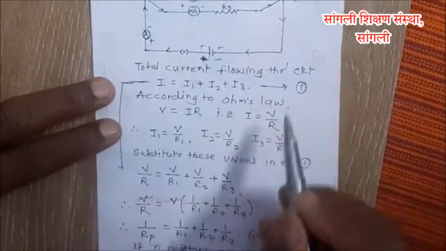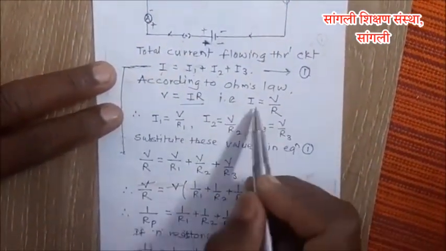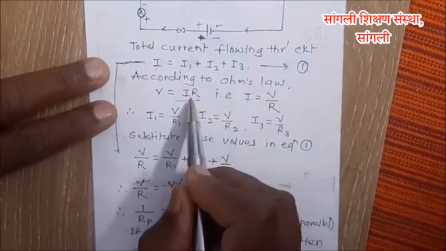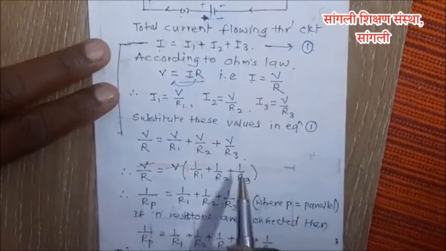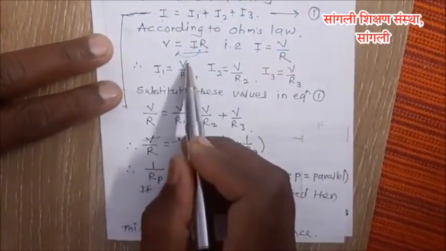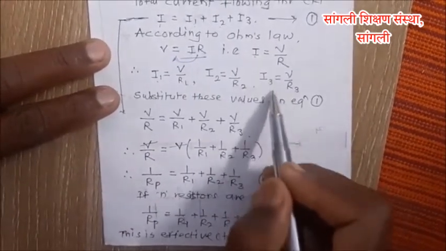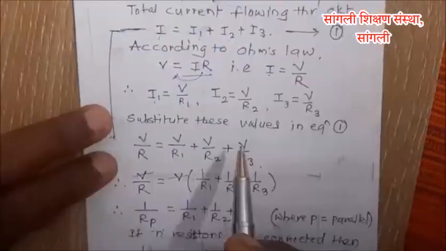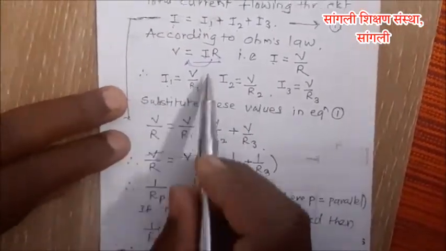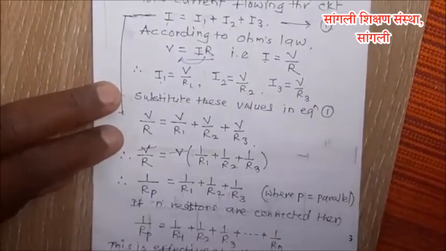Now according to Ohm's law, V equal to IR. That is I equal to V by R. Simply rearrange the terms. Now find the values: I1 equal to V by R1, I2 equal to V by R2, I3 equal to V by R3. Okay, so what are the values? I1 equal to V by R1, I2 equal to V by R2, I3 equal to V by R3.